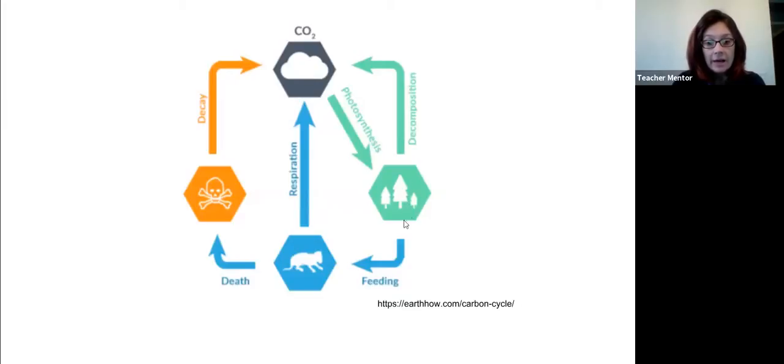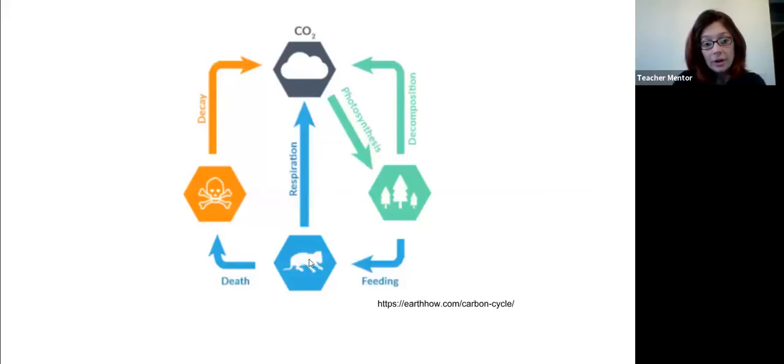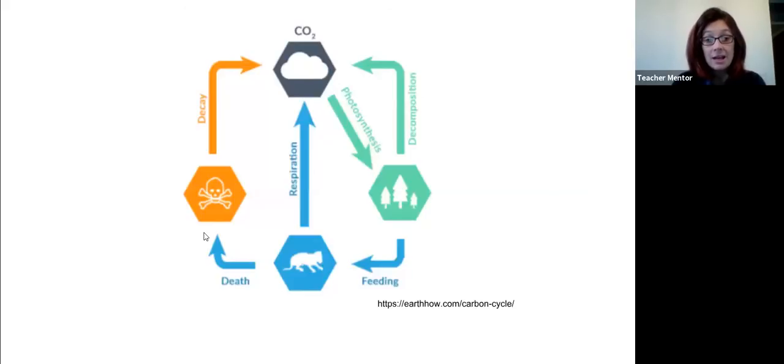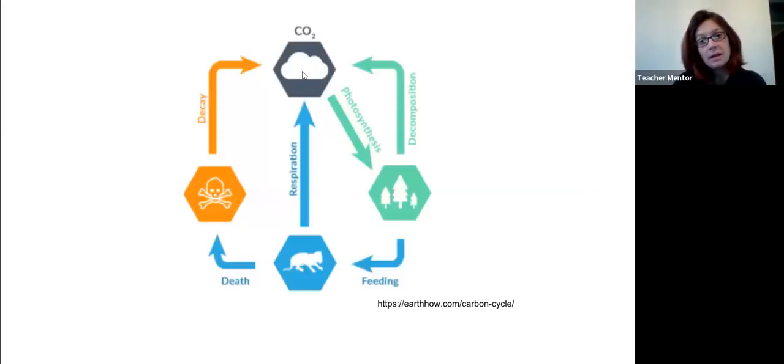Then we have our animals that are going to come along and feed on those plants. Then those animals are going to take some of that carbon and either breathe it back out into the atmosphere or take it on to the next step by dying and decomposing. When an animal exhales, it's going to release the carbon dioxide. And when it dies and starts to decompose, it will also release the carbon dioxide back in the atmosphere.